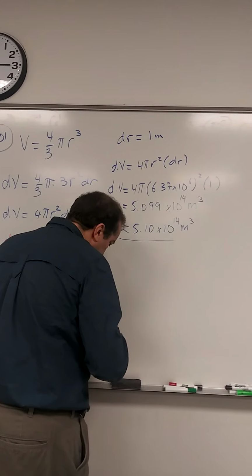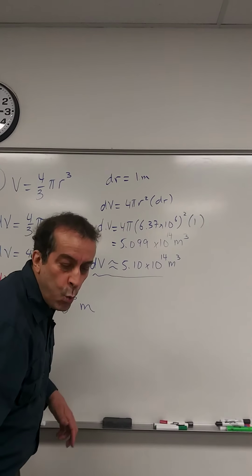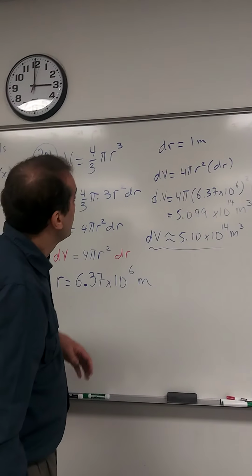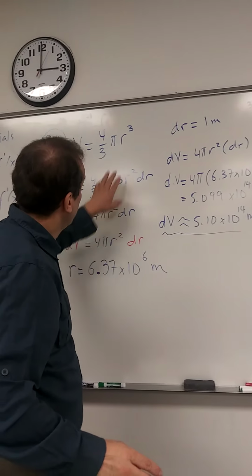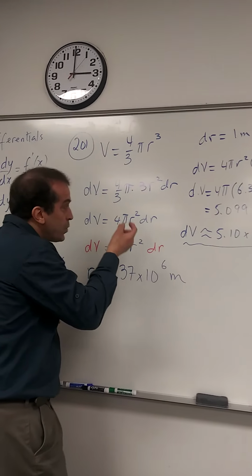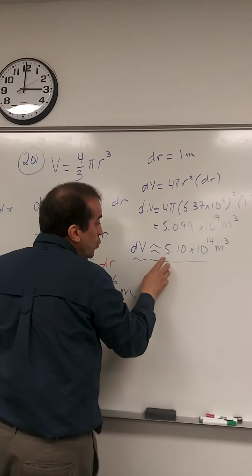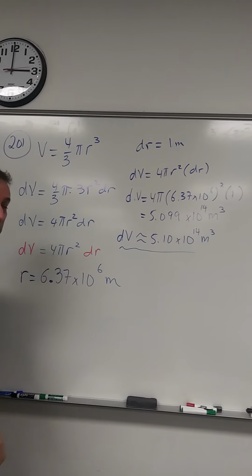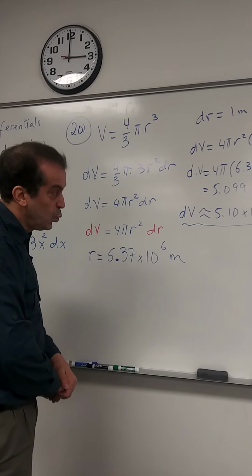Differentials are used to figure out what happens to a quantity if you're measuring something and you're in error, like the radius of a sphere. If the radius is in error by 1 meter, the volume would be in error by approximately 5 times 10 to the power 14 meters cubed. That's a huge number.